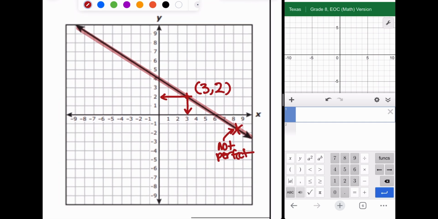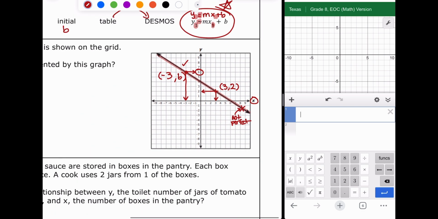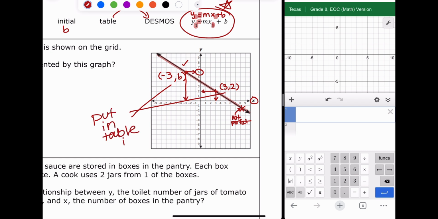Now I need to get another point off this line. Right here, we have another perfect point. This is good. For my x value, I have -3. For my y value, I have 6. Now what I'm going to do is put these 2 points in a table in Desmos, okay?